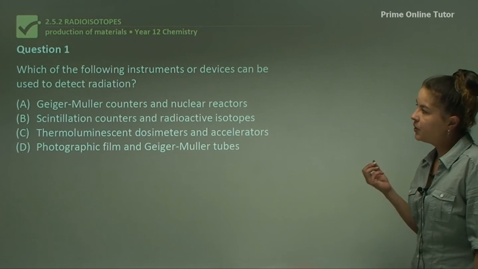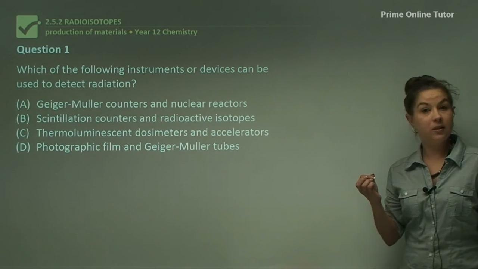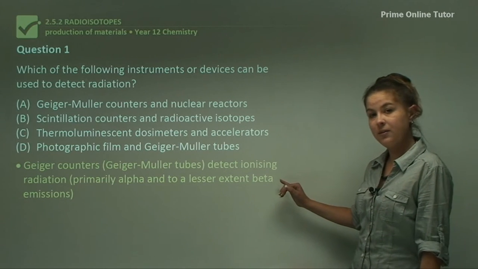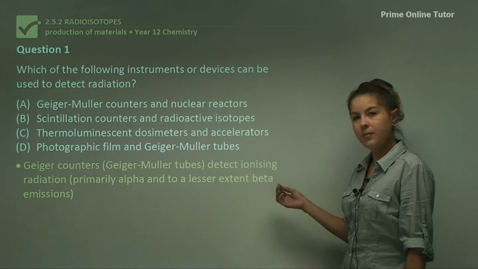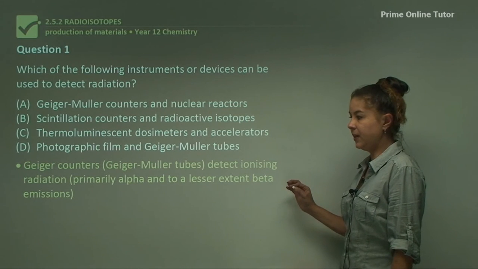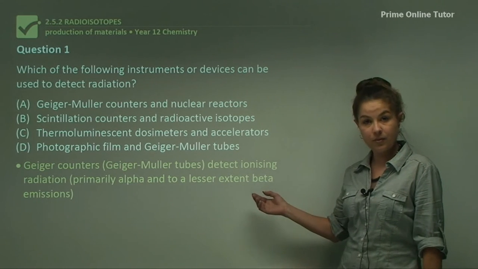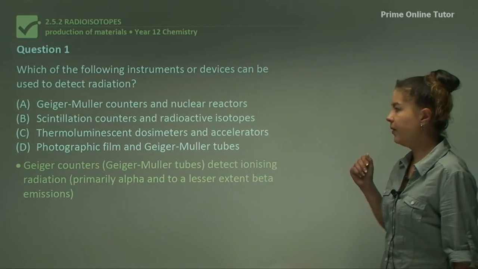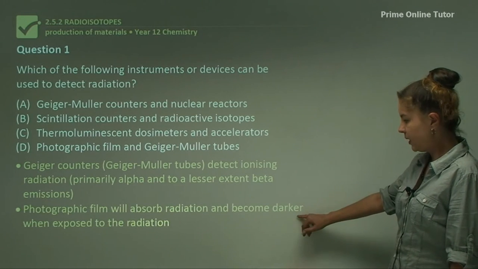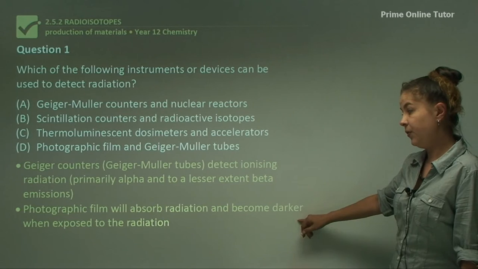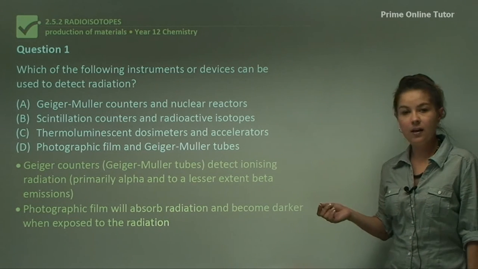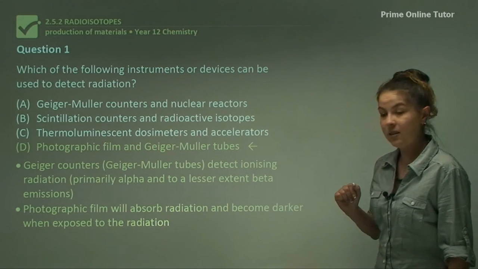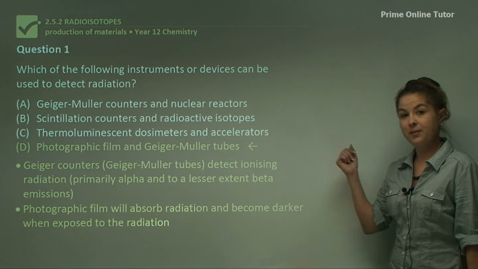Question 1, which of the following instruments or devices can be used to detect radiation? So we discussed Geiger counters. So Geiger counters, or Geiger-Muller tubes, detect ionising radiation, primarily alpha and to a lesser extent beta emissions. So definitely Geiger-Muller tubes are on our radar for this question. And of course, as I discussed earlier, photographic film will absorb radiation and become darker when exposed to the radiation. So our answer has to be photographic film and Geiger-Muller tubes.